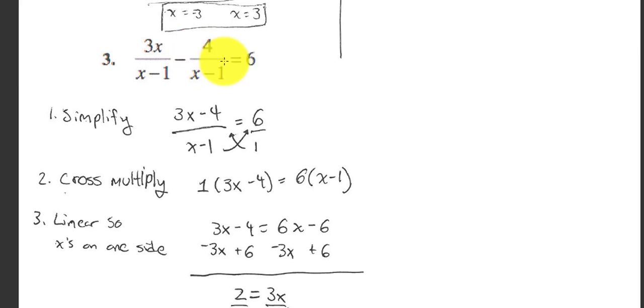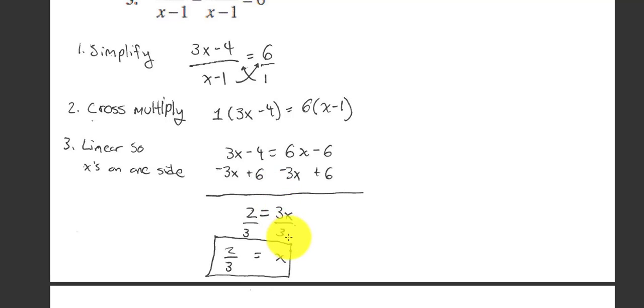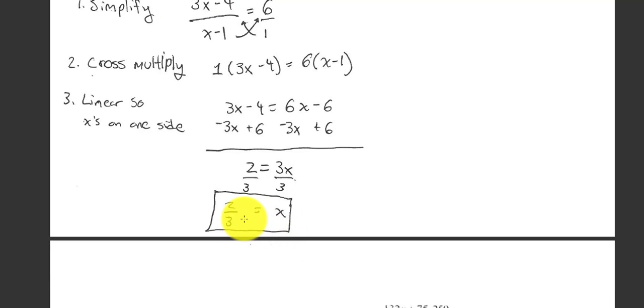Question 3. All right, well, we can't cross multiply yet, but we can write 3x minus 4 all over x minus 1, because we have the same denominator. Then cross multiply, right? x minus 1 times 6 equals 3x minus 4 times 1, right? Once we combine 3x minus 4, we can cross multiply with the 1 and the 6 with the x minus 1. All right, we simplify, we end up with x equals 2/3.